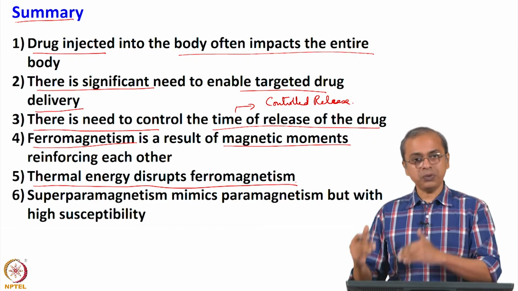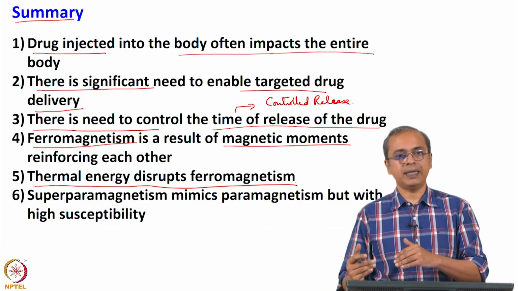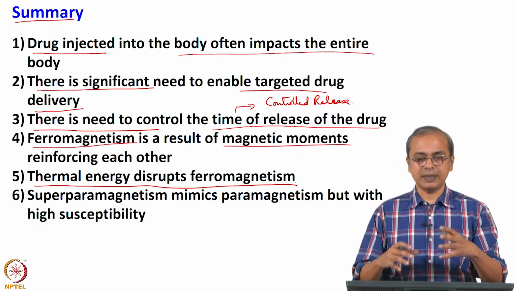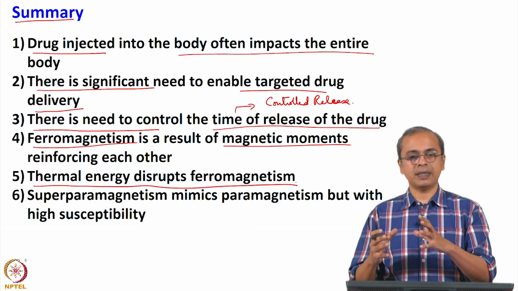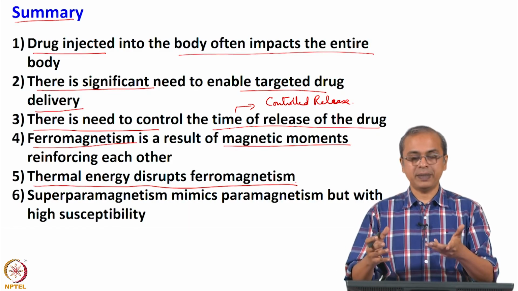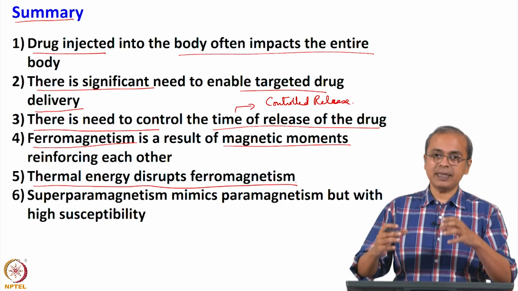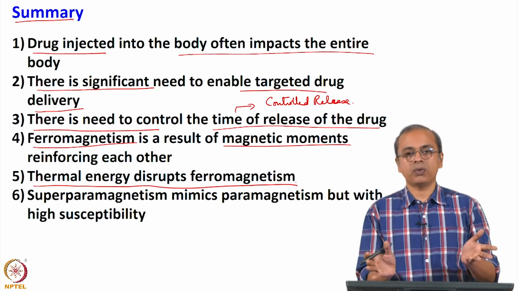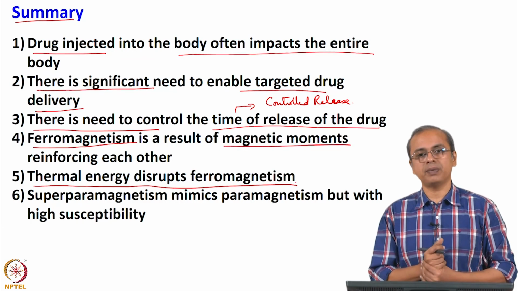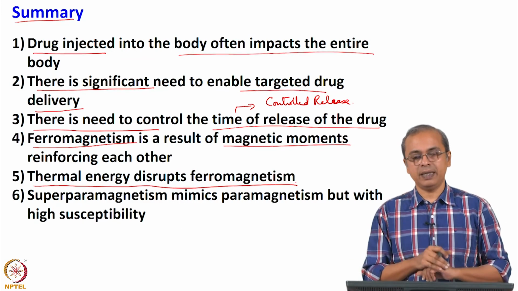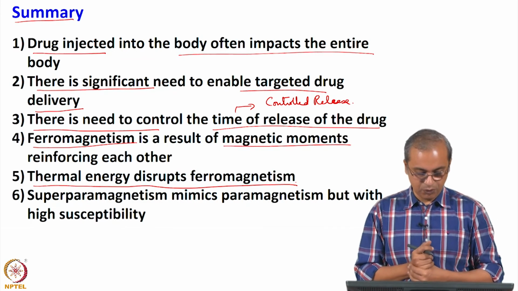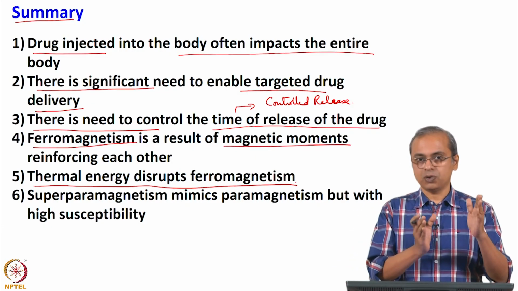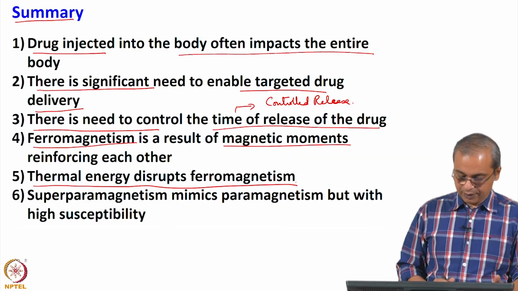If you go to nanoscale material, the domains have been made very small, and they are unable to reinforce each other on a permanent basis. At that point, the thermal energy even at room temperature is adequate to disrupt the magnetic moments from reinforcing each other, which is why the magnetization goes back to 0, and so a ferromagnetic material begins to show paramagnetic behavior.